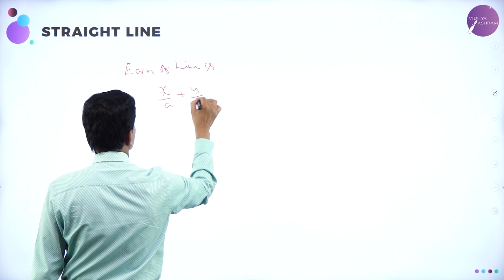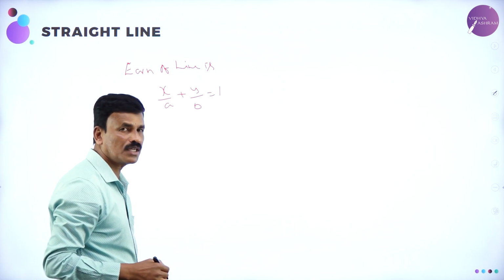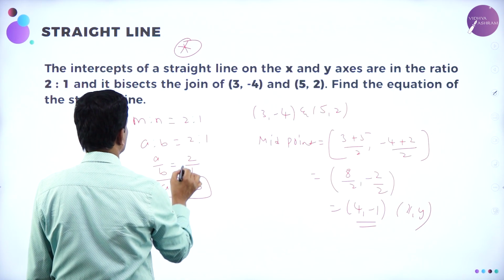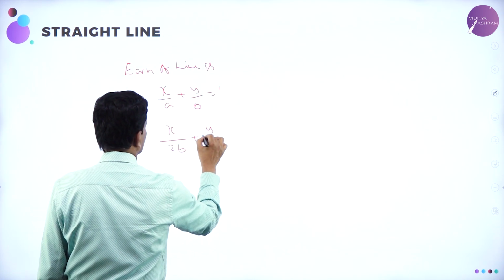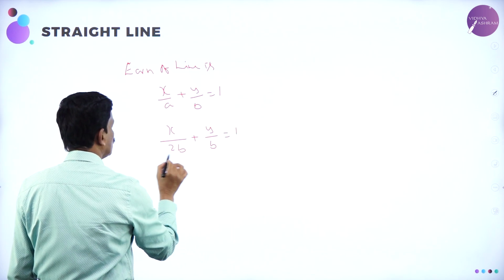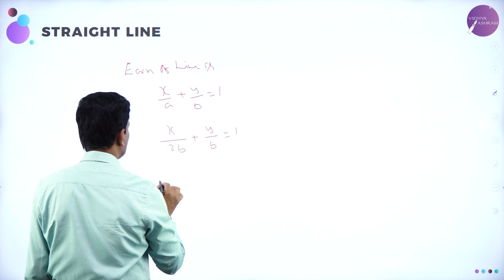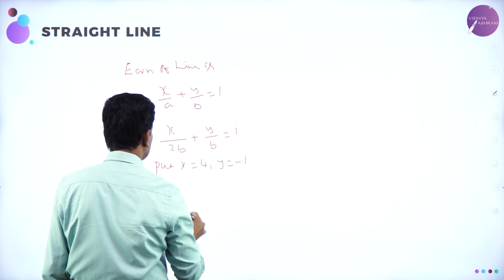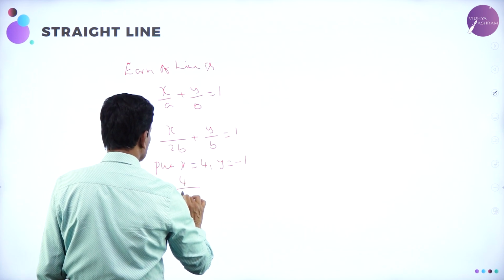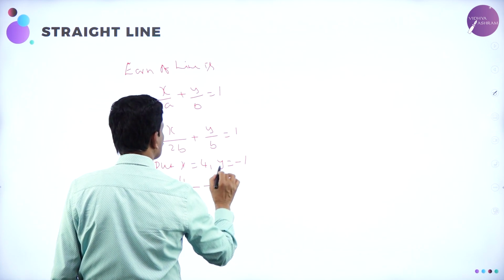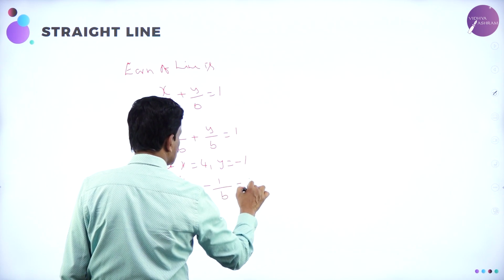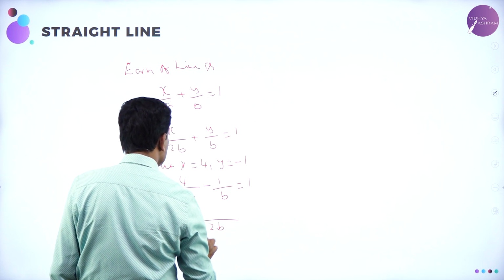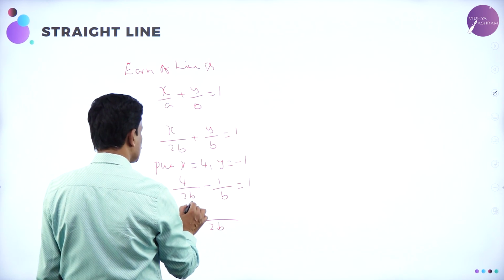The equation of the line is x by a plus y by b is equal to 1. Right. Now, this is x by a. What is a? 2b. So x by 2b plus y by b is equal to 1. Since it passes through the point (4, -1), put x is equal to 4 and y is equal to -1. So, 4 divided by 2b plus (-1) by b is equal to 1. Take LCM. What is the LCM? 2b is the LCM.